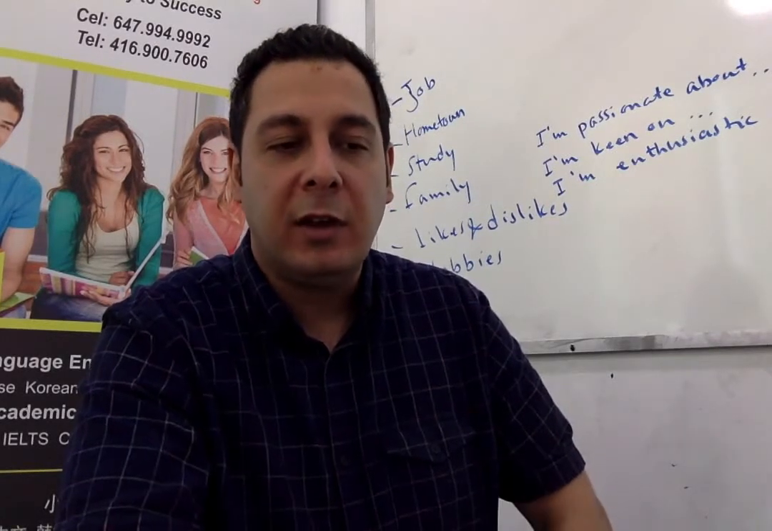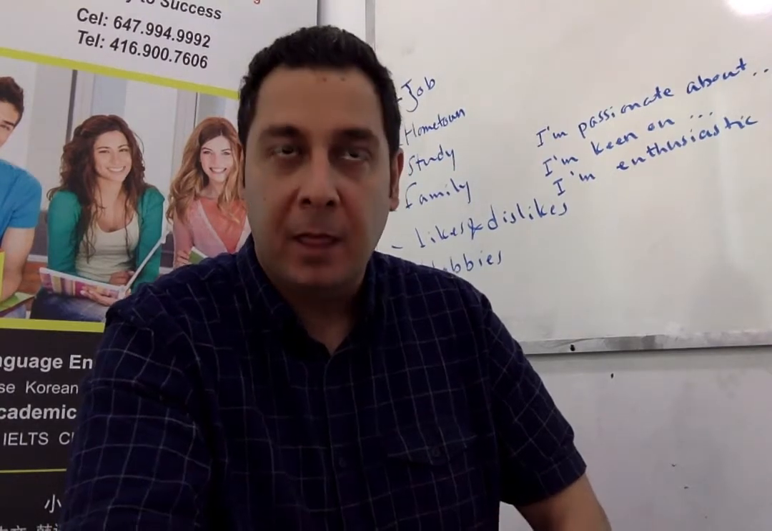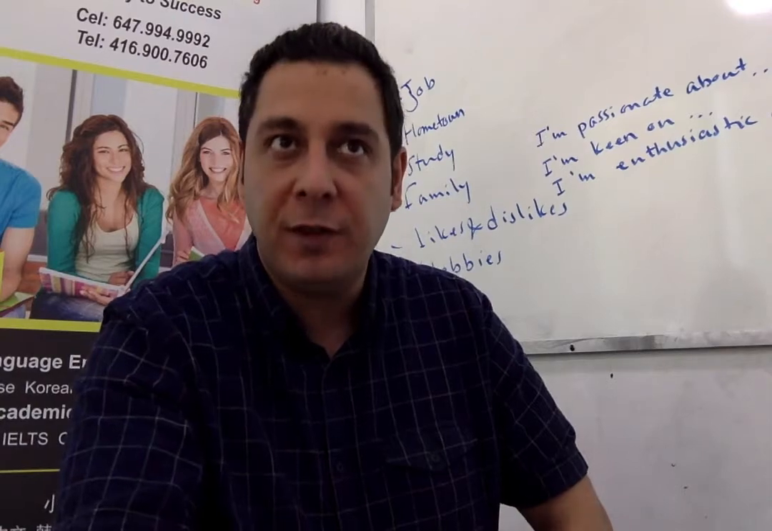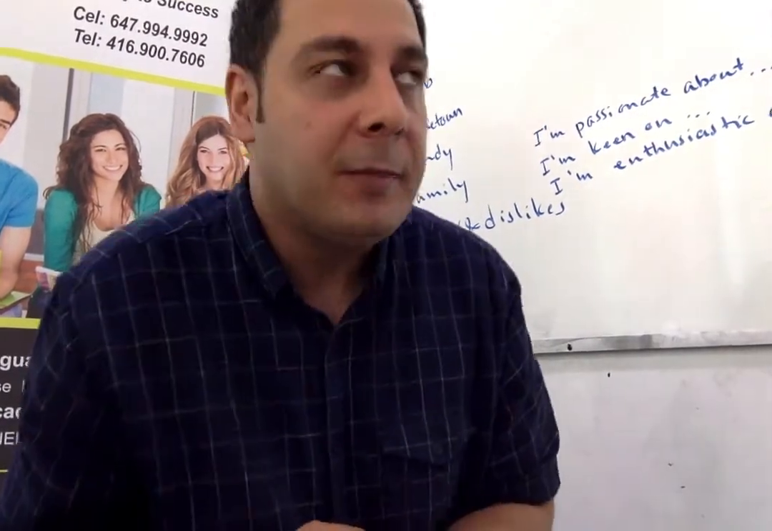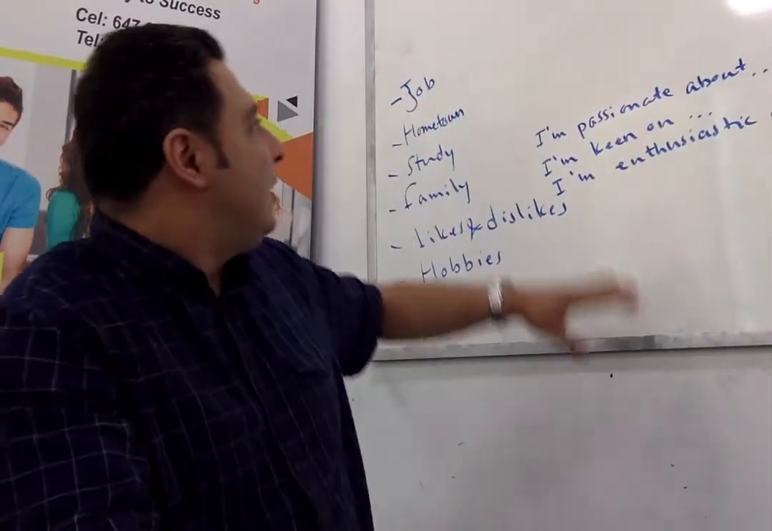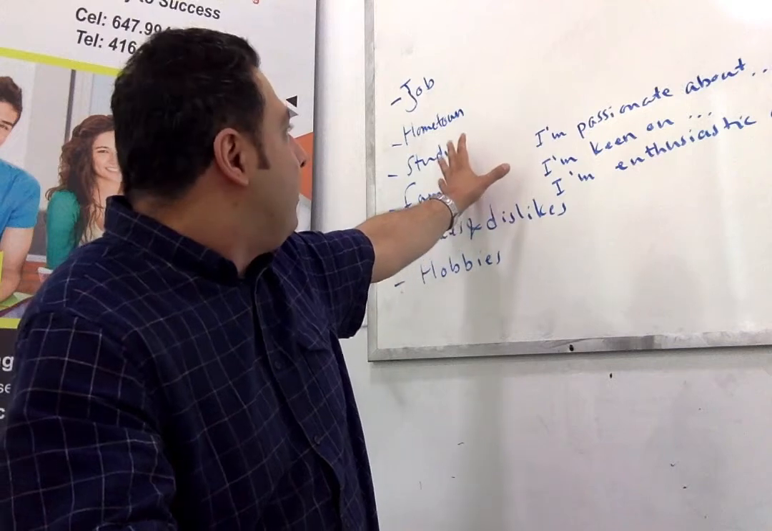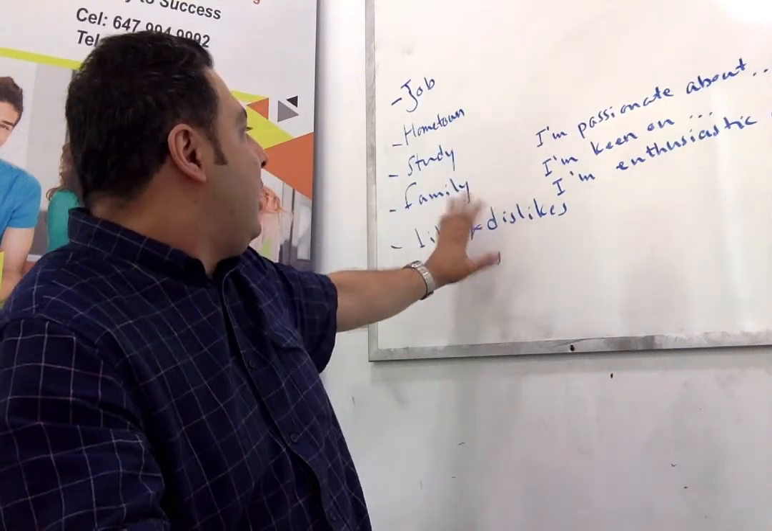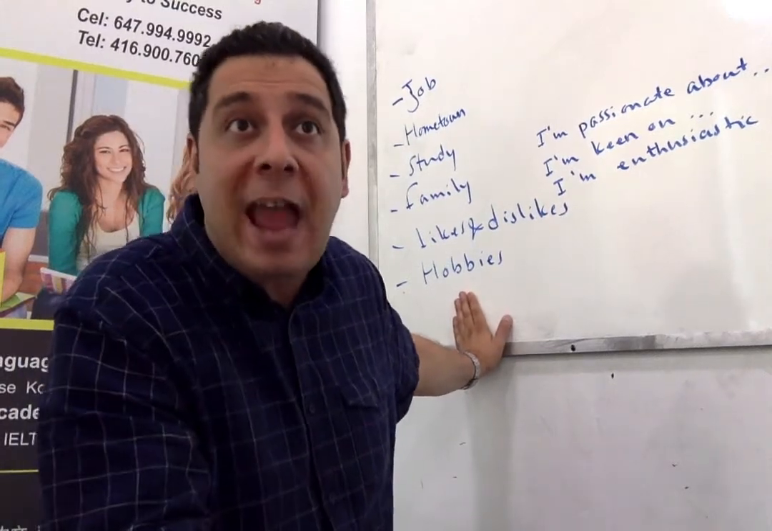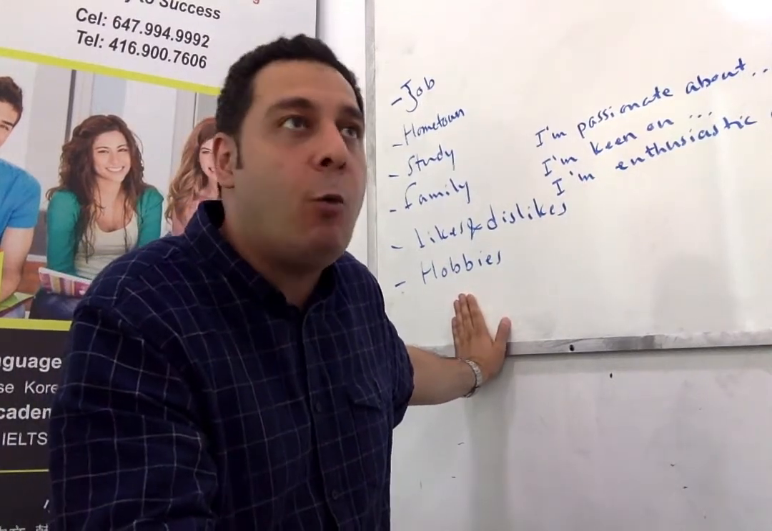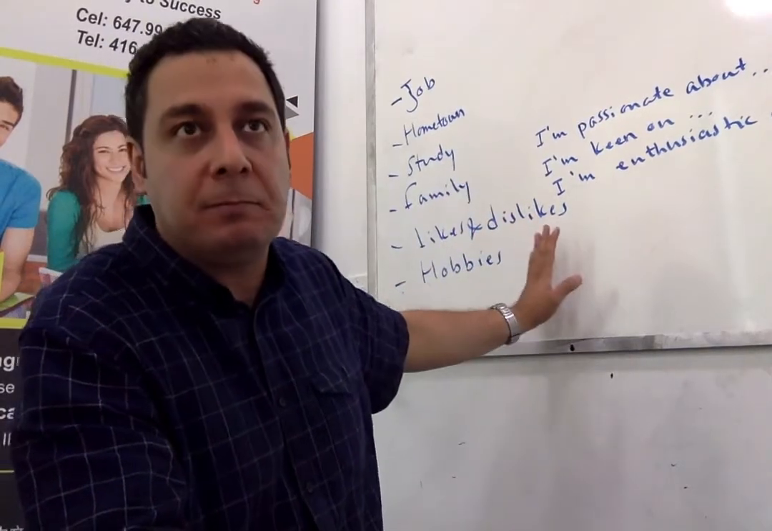Good. Okay, so today we're going to basically talk about the first part in the speaking test of IELTS, or the interview, as it's generally known to candidates. There are six broad areas: job, hometown, study, family, likes and dislikes, and hobbies, from which you may have questions. You may have one or two questions from maybe one or two of them, not all of them.